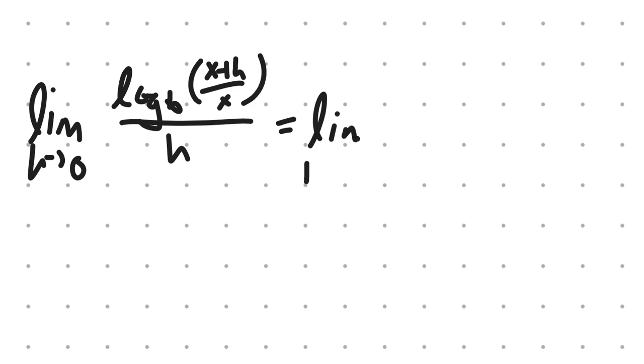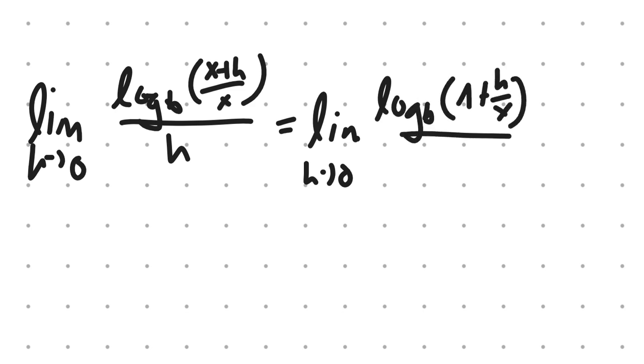So if we talk about the limit as h approaches 0, we would have the logarithm of the quotient x plus h divided by x, divided by h. Now if we split this up into two fractions, we would have the logarithm base b of 1 plus h over x, over h.